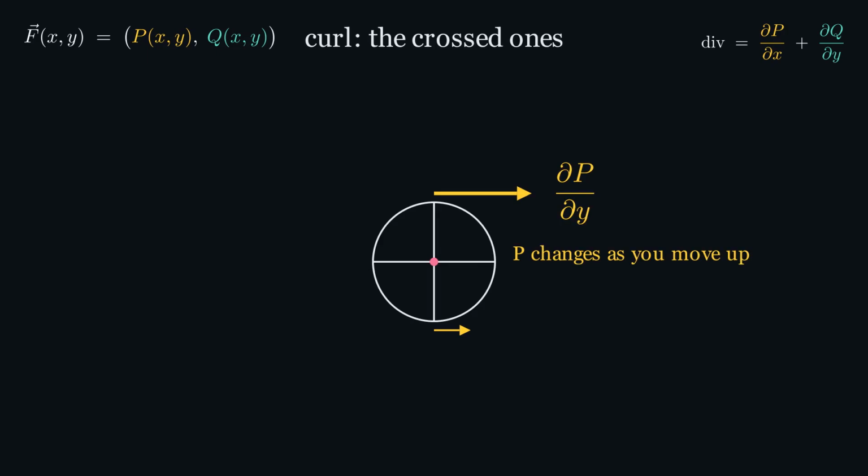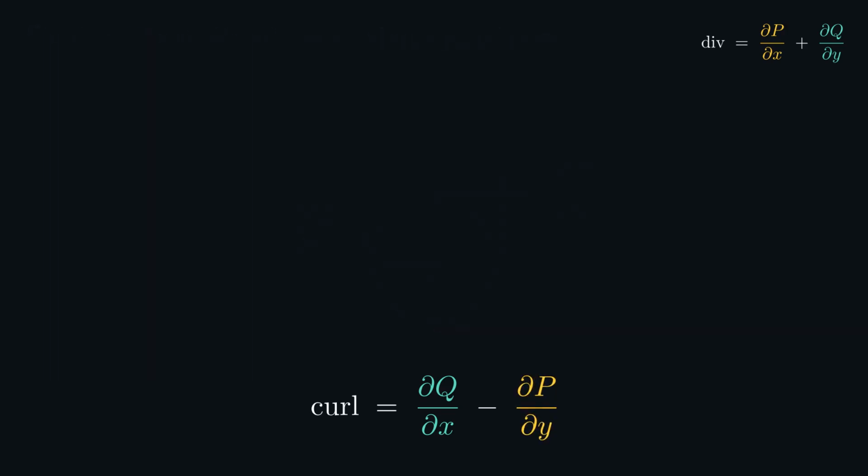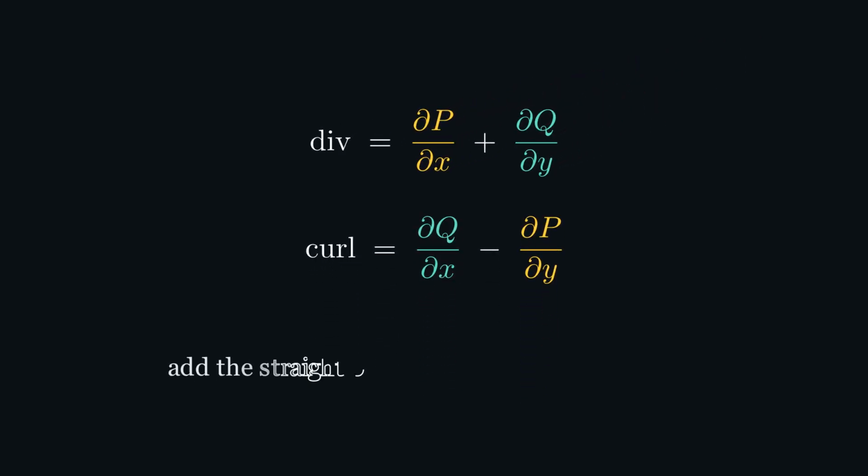Curl is the cross terms, the mismatches. How does the rightward push change as I move up versus how the upward push changes as I move right? Subtract them. If the top of my wheel is pushed right harder than the bottom, that's one term. If the right of my wheel is pushed up harder than the left, that's the other. The difference is the twist.